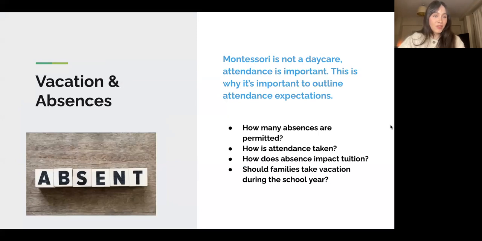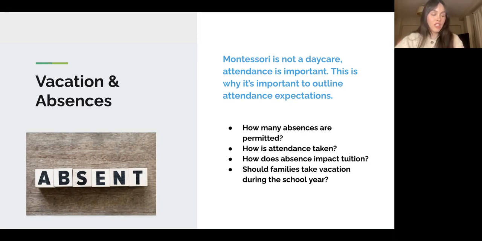Vacation and absences. I think it's really important to be very clear here. Montessori is not a daycare, so attendance is important. This isn't just, oh well, you're going to go on a 2-week-long vacation in the middle of October when we're in session, and you're not going to pay for that. Nope, that's not how it works in Montessori necessarily. So it's important to be clear about that and set those expectations.